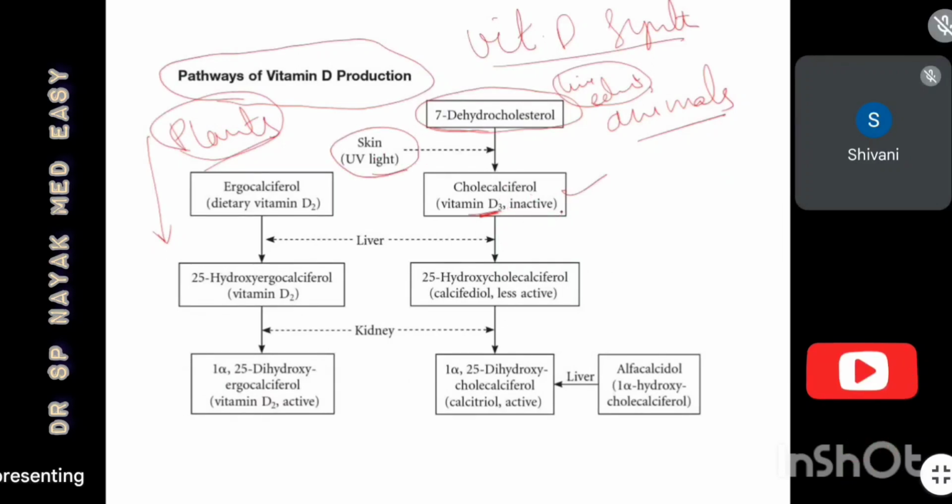This cholecalciferol again goes to the liver, and in the liver this cholecalciferol is converted into 25-hydroxycholecalciferol. This is 25-hydroxy vitamin D, which is also called 25-hydroxycholecalciferol.